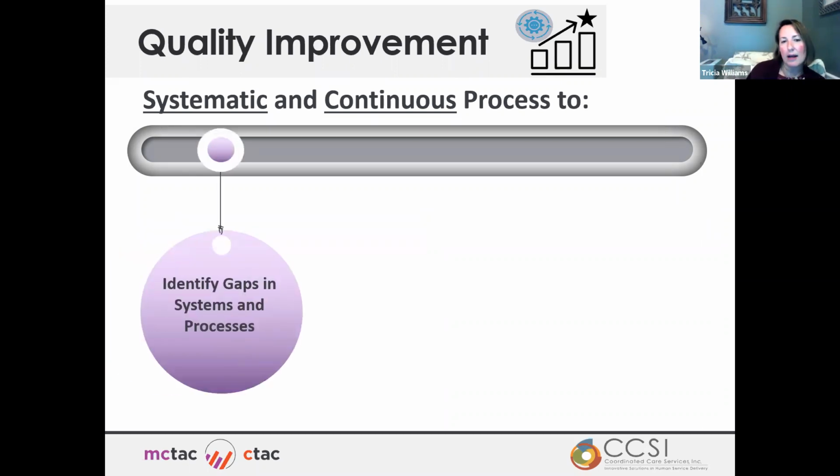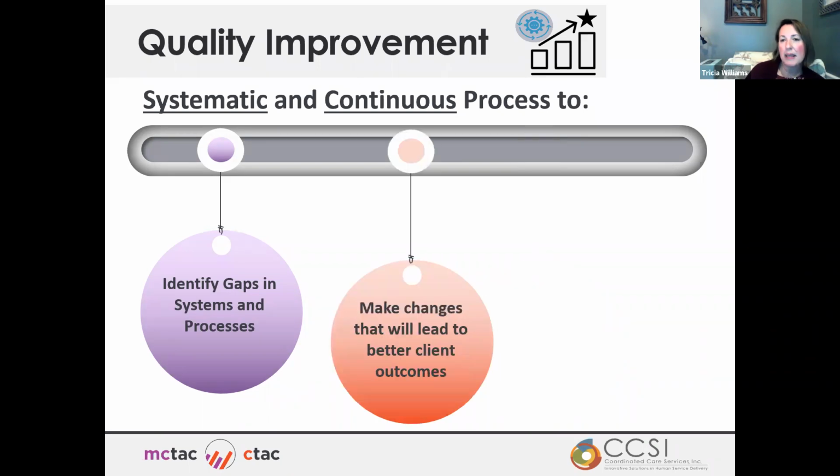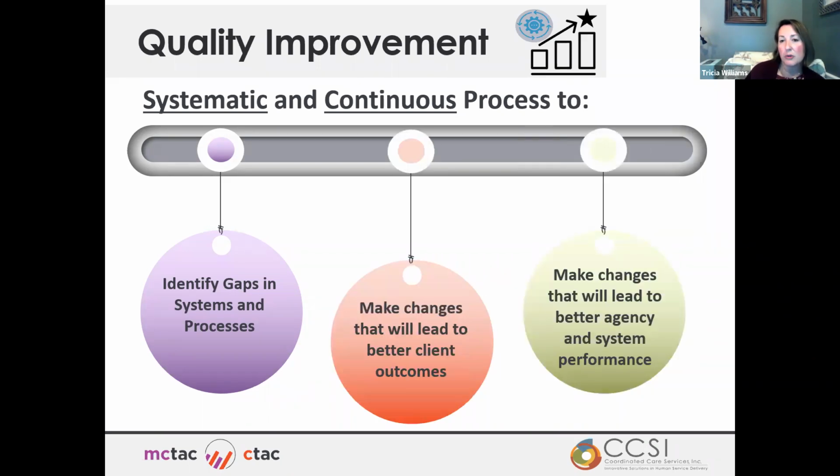While we're delivering high quality clinical care to patients, we're all about the value and motivating how we're going to do quality, really to push forward those business strategies with real influence on the overall health of the organization. And that includes the financial performance. So we want to identify the gaps in the system and the process. We want to make changes that will lead to a better client outcome. And then we want to make the changes that will lead to a better agency and system performance.